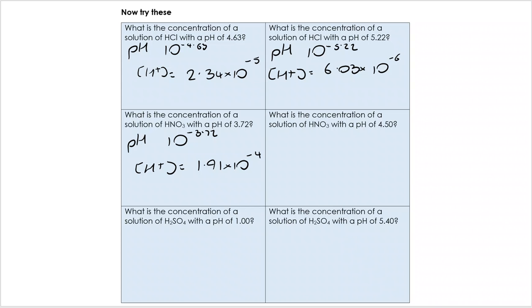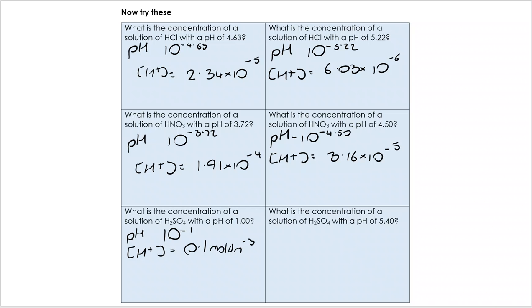We've got another acid here, HNO3, with a pH of 4.5, so 10 to the negative 4.5 gives me an H plus concentration of 3.16 by 10 to the minus 5. Nearly there with these examples. I've got H2SO4 with a pH of 1. So I take my pH is 10 to the negative 1, which gives me an H plus concentration of 0.1.